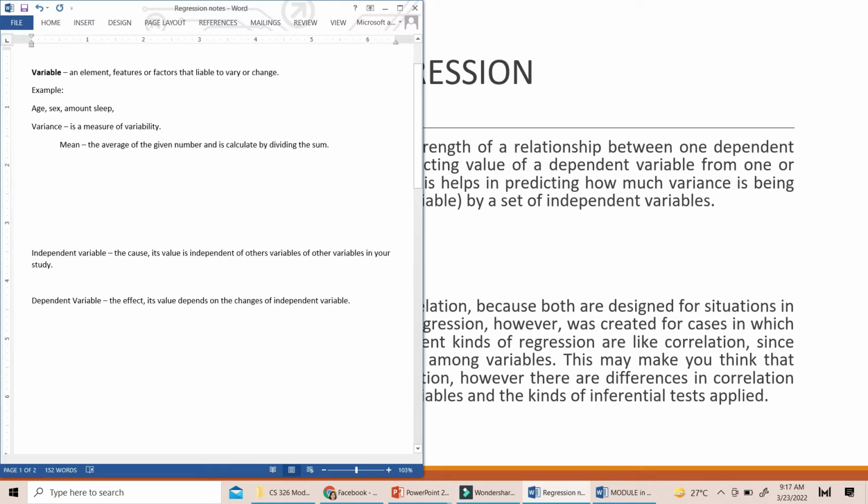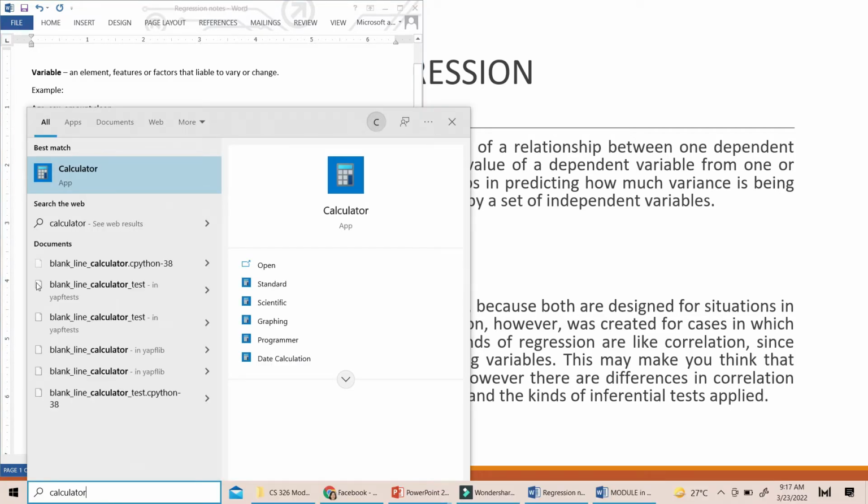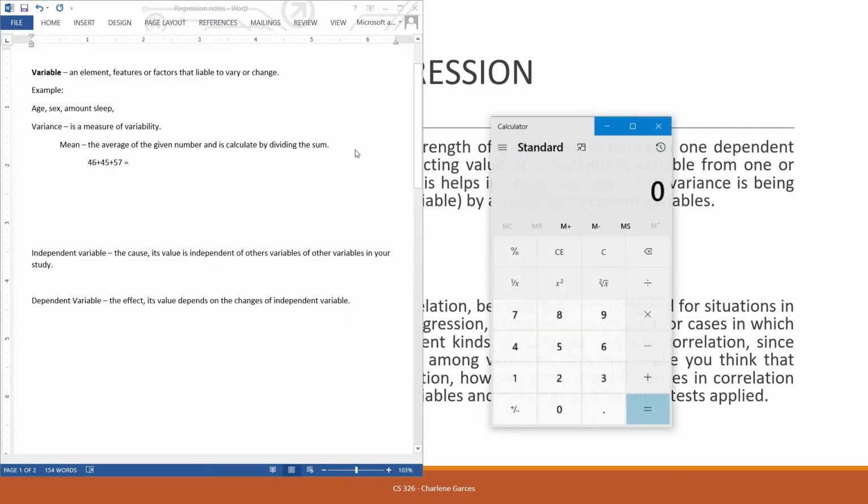So let's say for example, age. We have 46, let's say for example 45, and 57. So the total of that will be how much? So if we add this, we have the calculator. Calculator na lang para mas dali.